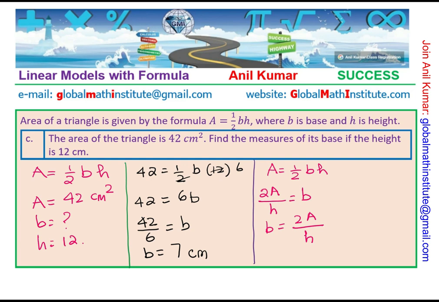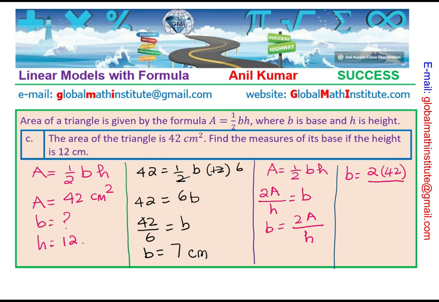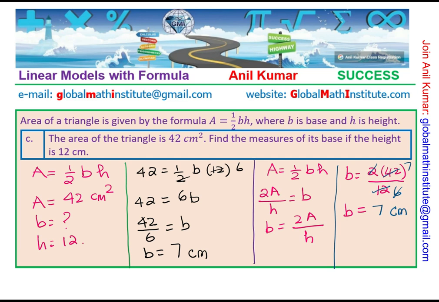Now we can complete the solution. Substitute the values given to us, and we know base is twice the area, which is 42 centimeters squared, right? Divided by the height, which is 12. Now you can simplify. If you divide by 2 first, you get 6 times, and 6 times 7 is 42. So we get 7, and therefore we can write 7 centimeters as our answer. So we can write base of triangle is 7 centimeters. Does that make sense, right?